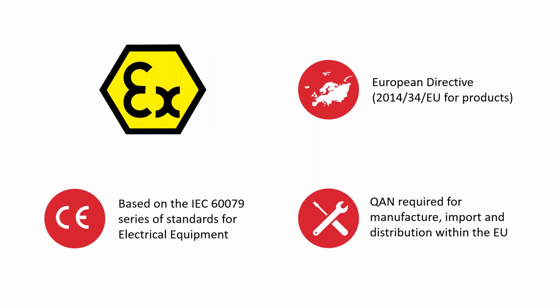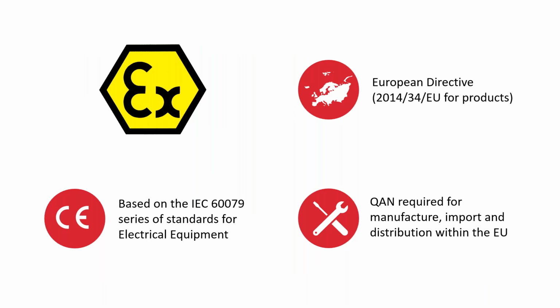Companies must fulfill the ATEX requirements to be able to manufacture, import or distribute EX equipment within the European Union. And certified equipment must be marked with the EX logo, the yellow hexagon with EX in the middle, as shown above. The logo should also be included on the product nameplates of the physical product, and the manufacturer should publish ATEX certification data on their website.